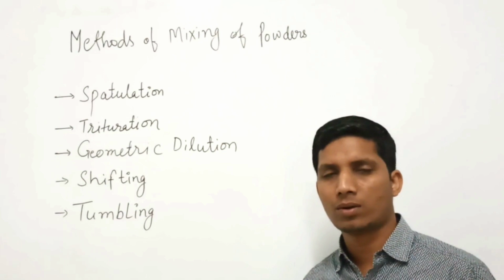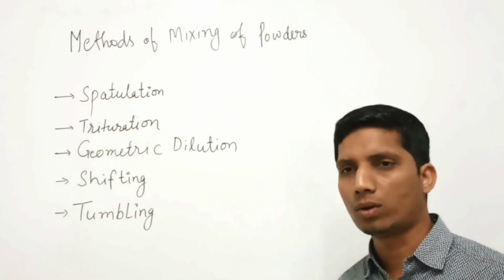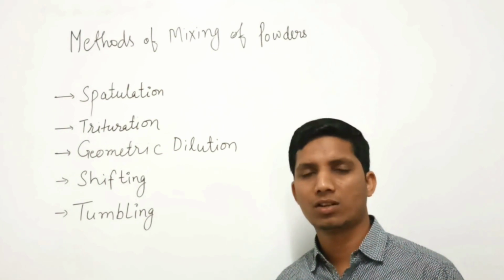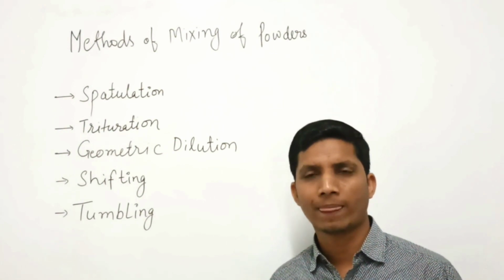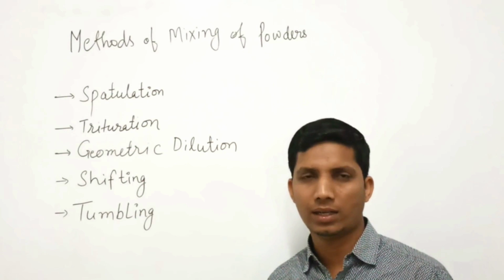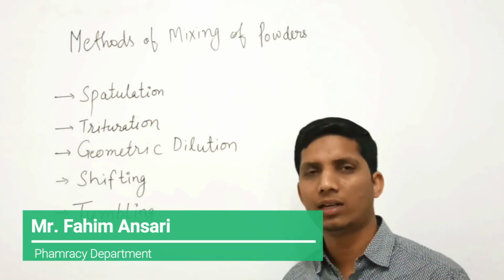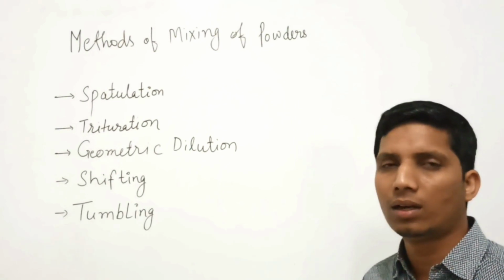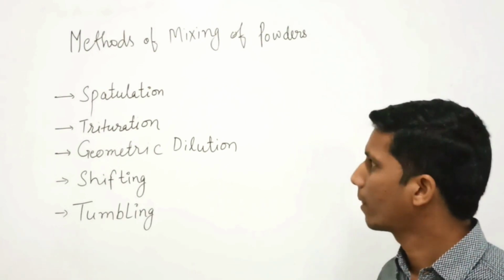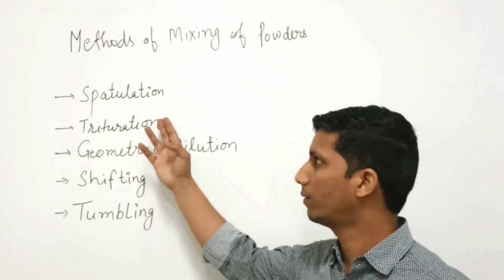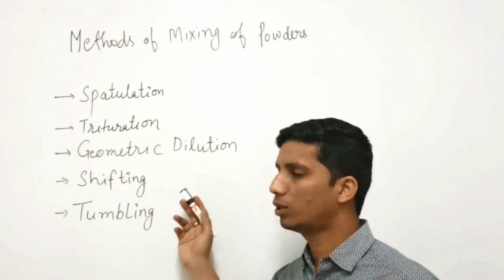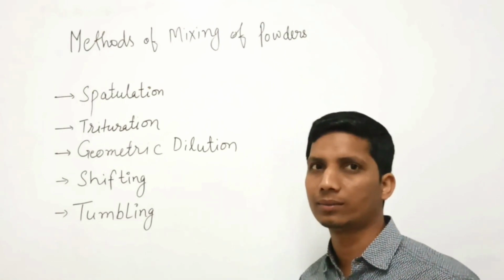Today we will discuss the various methods of powder mixing, the different types of techniques used in the mixing of powder and the formulation of powder. Powders are ingredients which are finely divided solid particles. There are different techniques used for the preparation and mixing of powders. Firstly is spatulation, second is trituration, then geometric dilution, then shifting, then tumbling.